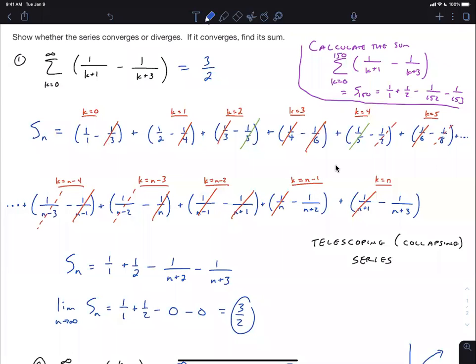Does that make sense? Does everybody understand what I'm talking about? Okay. Any questions on telescoping series? Are we good on these?